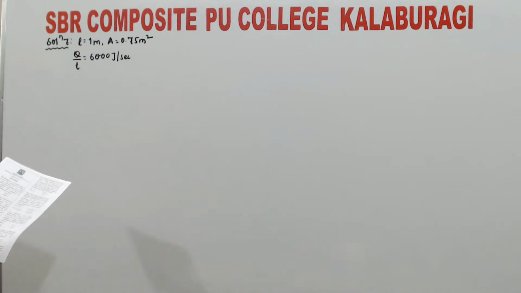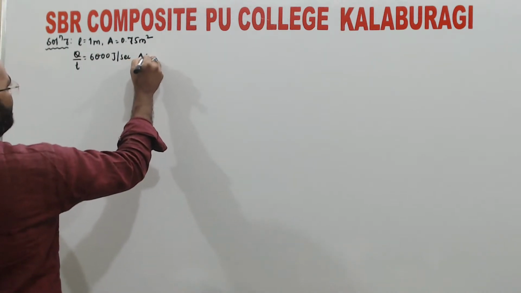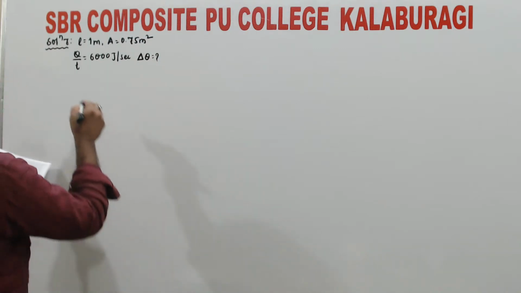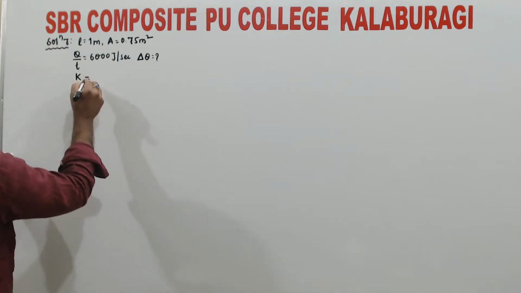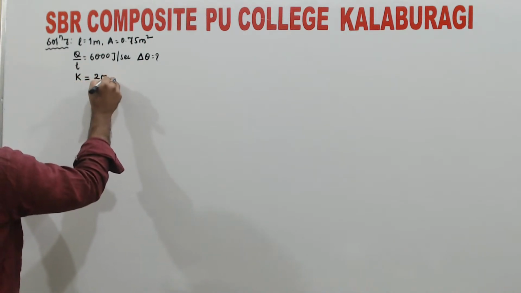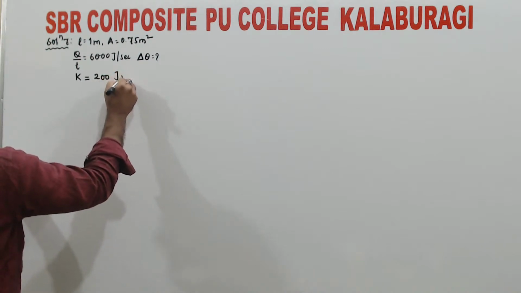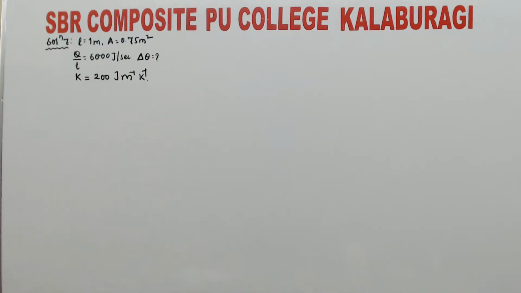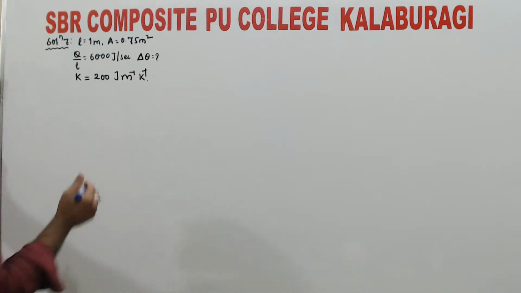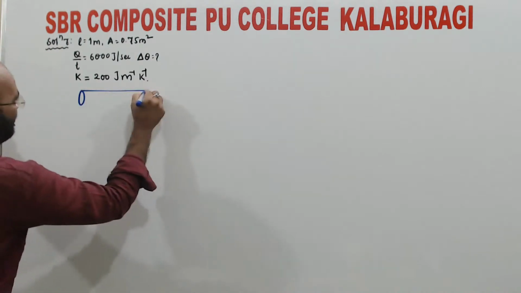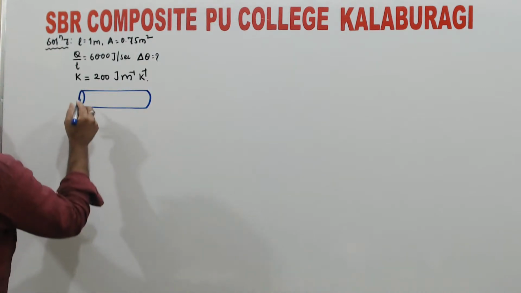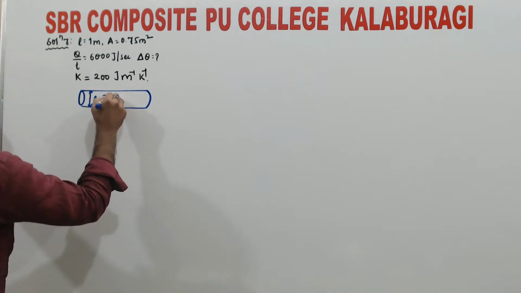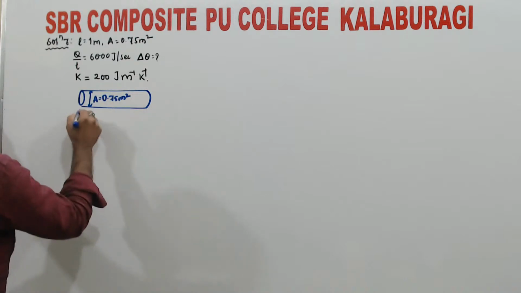Then find the temperature difference between the two ends of the given material. The given value, called the coefficient of thermal conductivity, K, is equal to 200 joules per meter per Kelvin. That's all. For the solution of this question, we know that a material is given. We consider this material as a rod, and it has a certain cross-section area. The area of cross-section is 0.75 meters square.